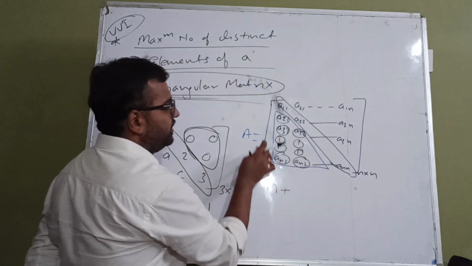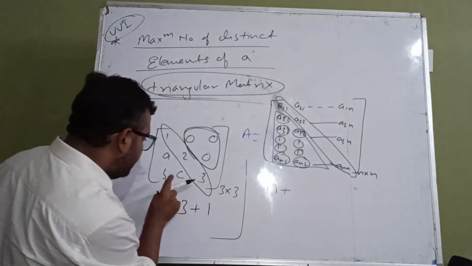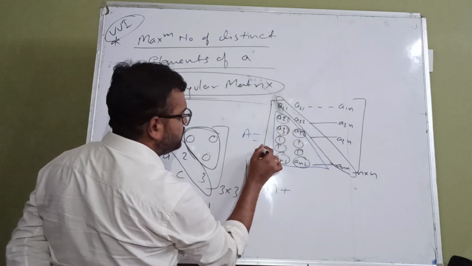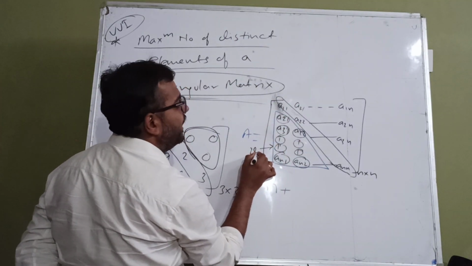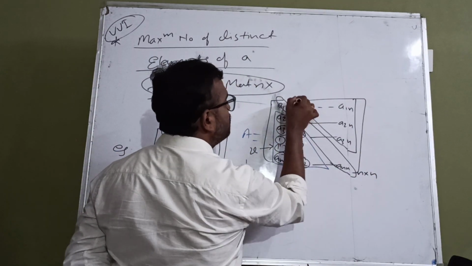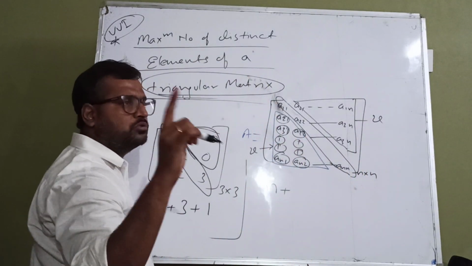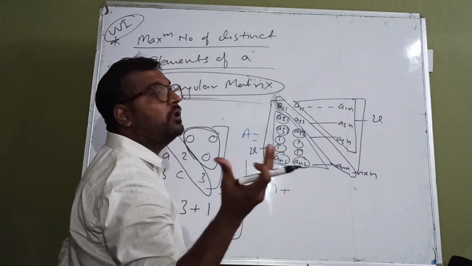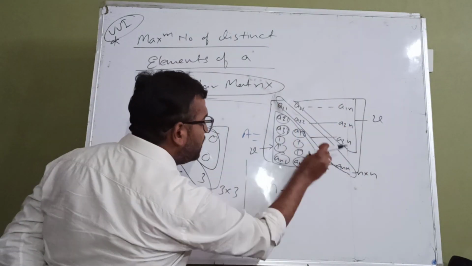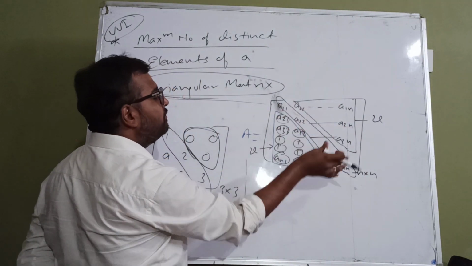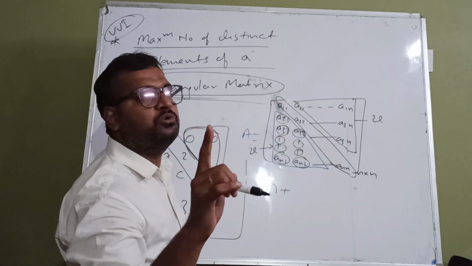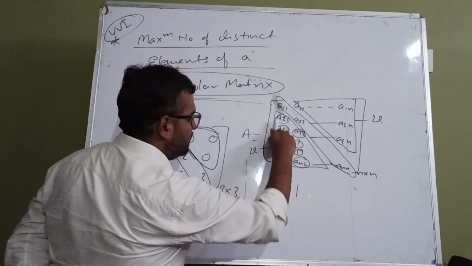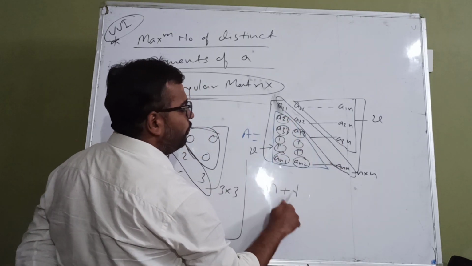So how many distinct elements actually? The positions we have discussed in the previous one: this is x, so below the diagonal that will also be x positions. But on all the x positions, we have placed only 0, and all the zeros are the same. So how many distinct elements? In the zero part, this will be 1.